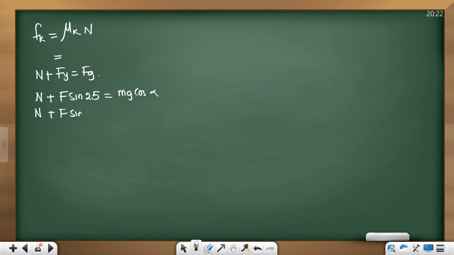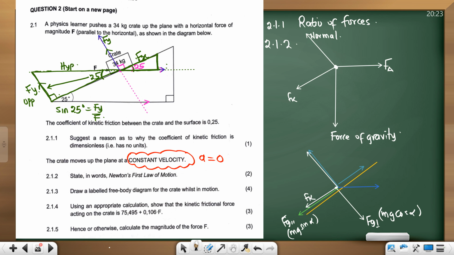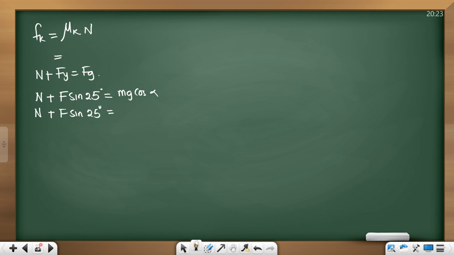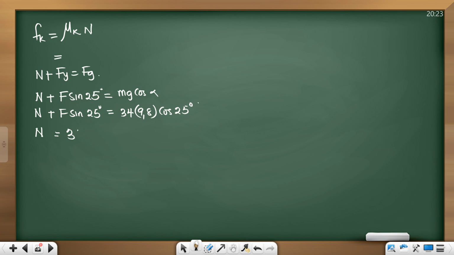I'll be finishing now once we get this correct. What is the mass? Do we know the mass? 34. All right, 34. 9.8 cos what? 25. All right. Anybody want to give me that value? 34 times 9.8 cos 25. 301.98 minus F sine 25.